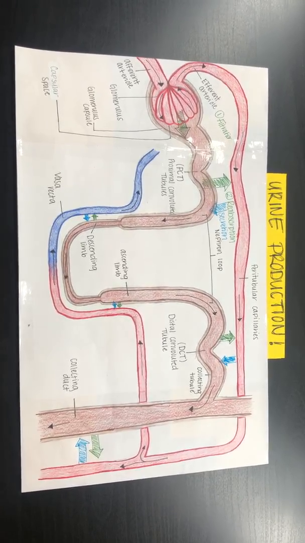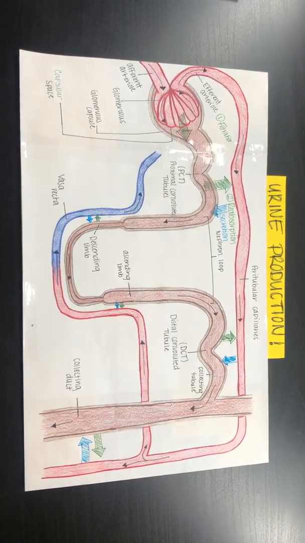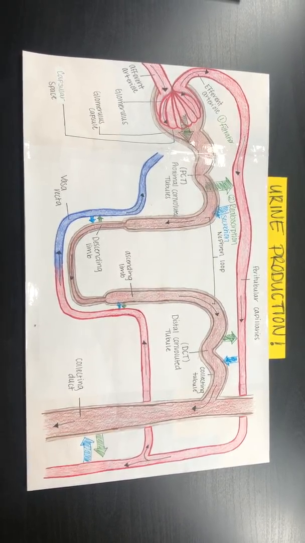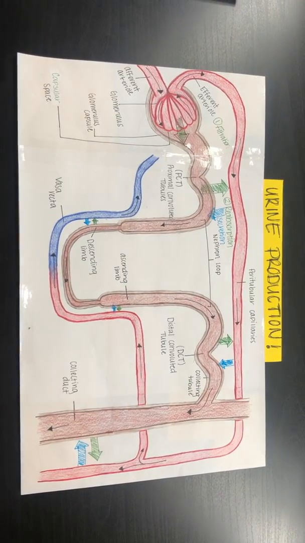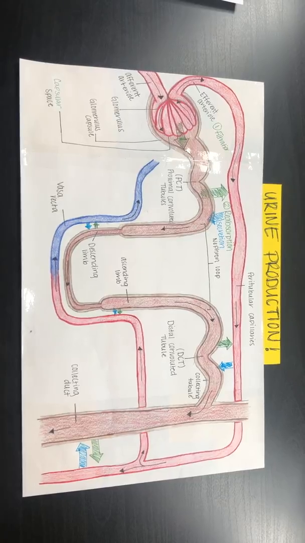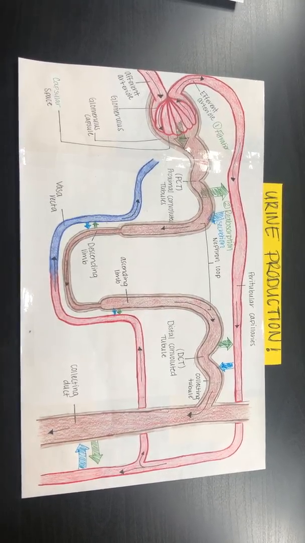And finally, our fourth step is water conservation, which also happens throughout the entire cycle. Water conservation is always different, but when it happens, water is returned back into the blood and it concentrates waste in the urine. And that is how urine is formed.